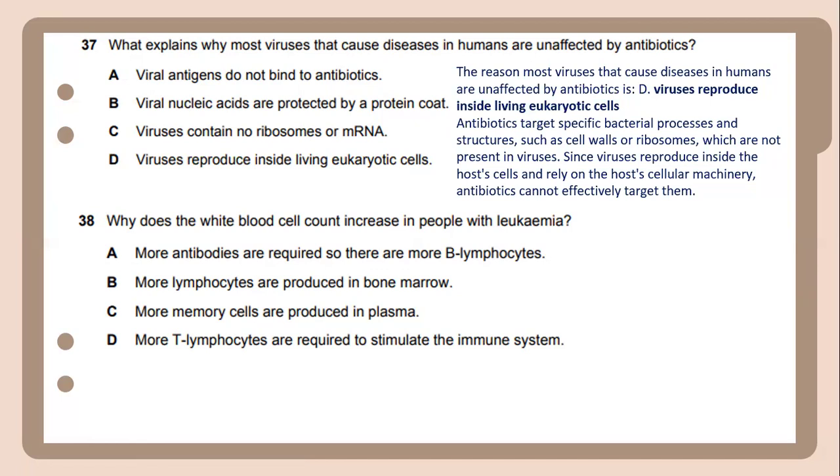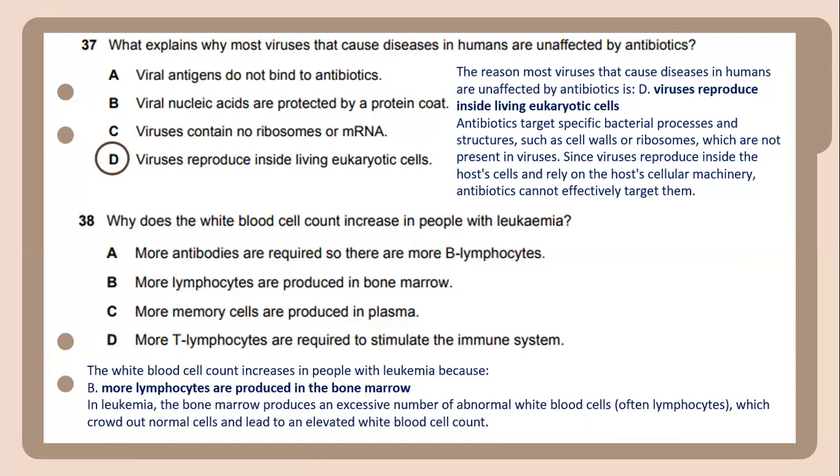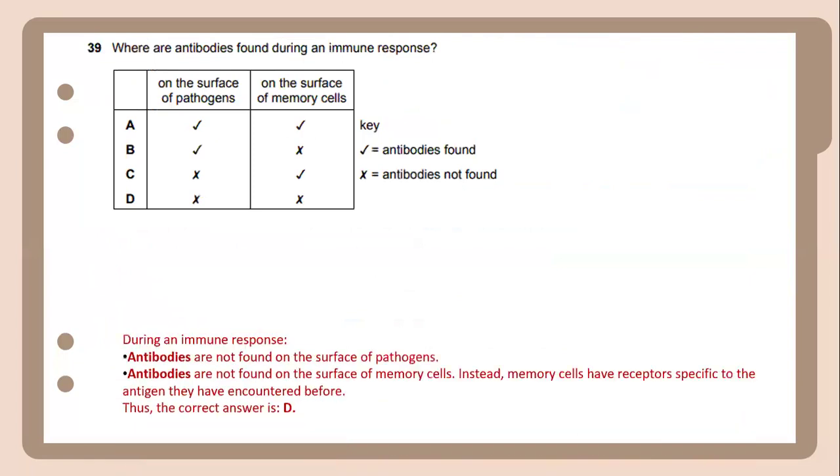Why does the white blood cell count increase in people with leukemia? The white blood cell count increases in people with leukemia because more lymphocytes are produced in the bone marrow. In leukemia, the bone marrow produces an excessive number of abnormal white blood cells, often lymphocytes, which crowd out normal cells and lead to an elevated white blood cell count.